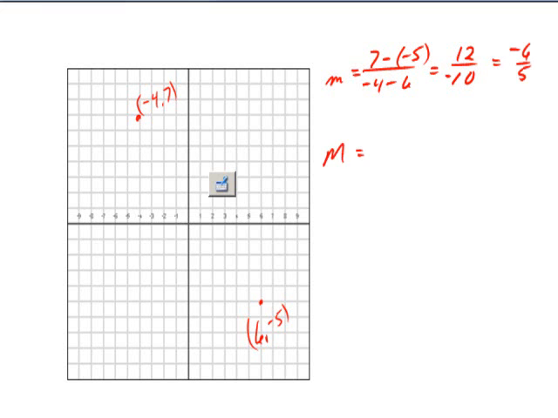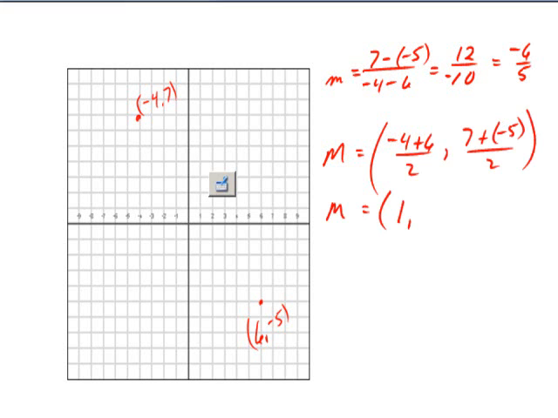For the midpoint, I can average the x's and average the y's. Negative 4 plus 6 all over 2, and 7 plus a negative 5 all over 2. 2 over 2, which is 1. 7 minus 5 is 2, over 2 is also 1. So the point 1, 1 is the midpoint. Looks like it's right here. So it looks reasonable.